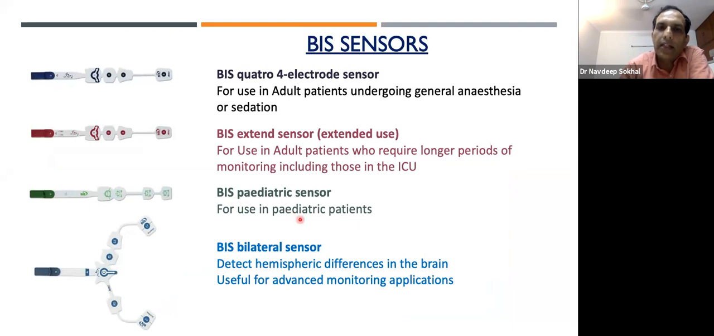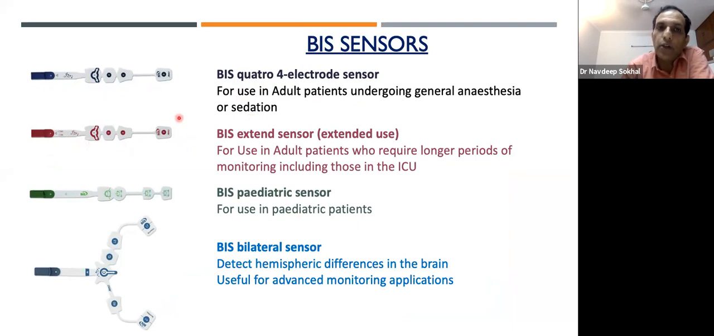Now, there are various types of sensors. This is the most common one, which most of you must have seen. This is a BIS quattro four electrode sensor. Okay, 1, 2, 3, 4 electrodes, the sensors here, for use of adult patient undergoing anesthesia or sedation.